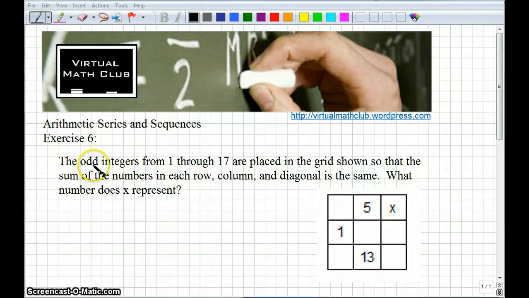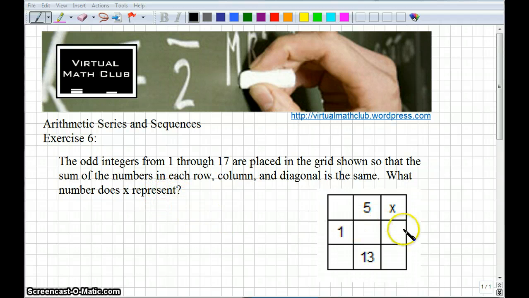We're given that the odd integers from 1 to 17 are placed in the grid so that the sum of the numbers in each row, column, and diagonal are the same. And the question asks, what does the number x represent?